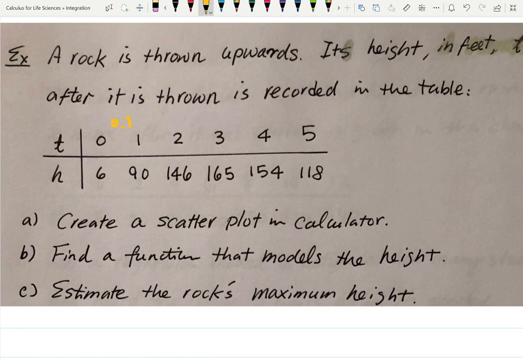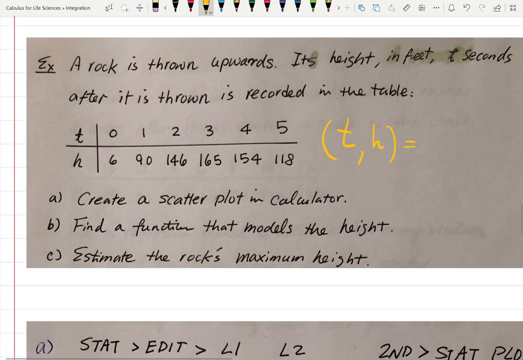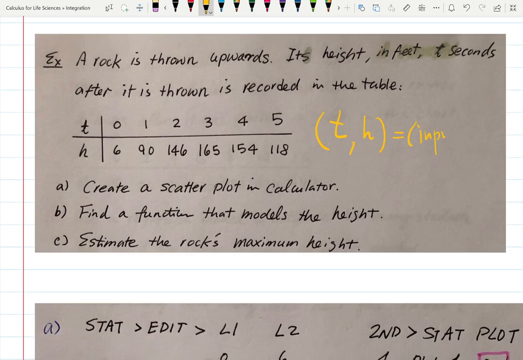What happened in 0.1, 0.2, 0.3? We don't know. So we will have to connect the dots and figure it out. The points are at 0 it was 6, at 1 it was 90, at 2 it was 146, at 3 it was 165, at 4, and so on. It is a relationship between t and h, where t is the input and h is the output. Input, independent variable, and output, dependent variable.